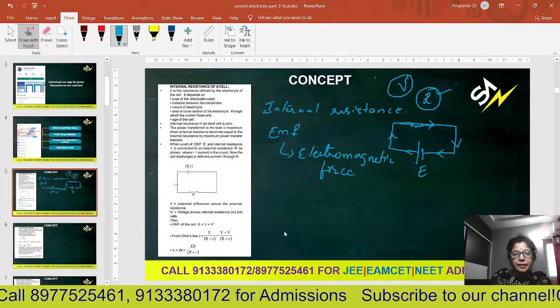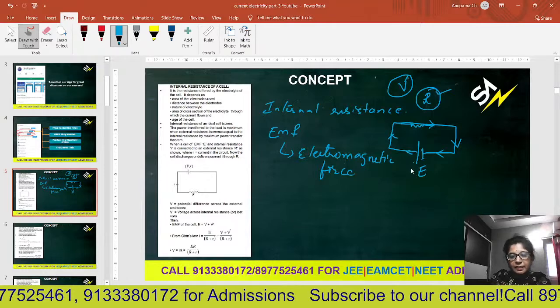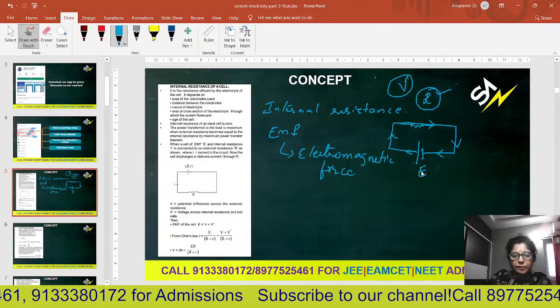Now, how do you represent this electromotive force? As E, we know, right?